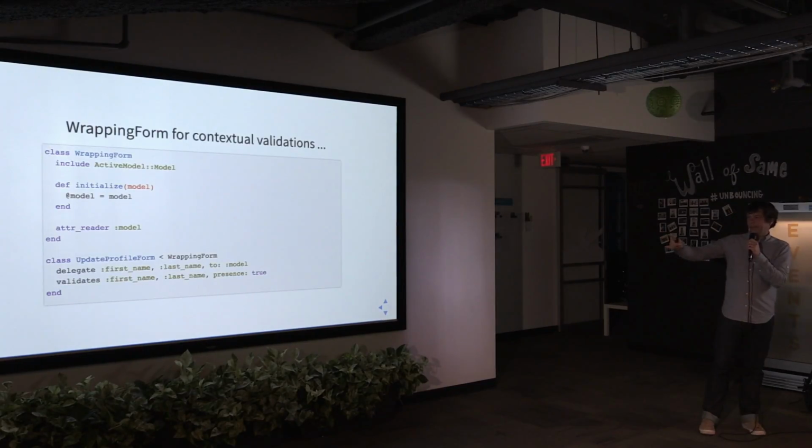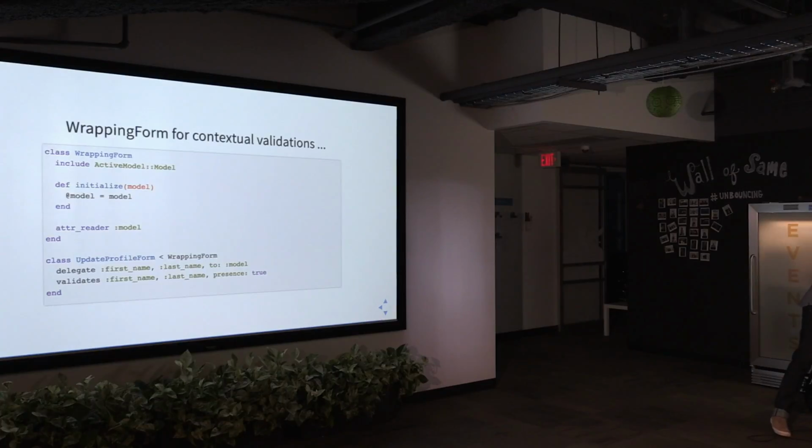Doing is delegating the additional attributes that you want to validate in this current context, which is updating a profile. And then I'll see if I can scroll down and sort of show you. This isn't quite the same as live coding.